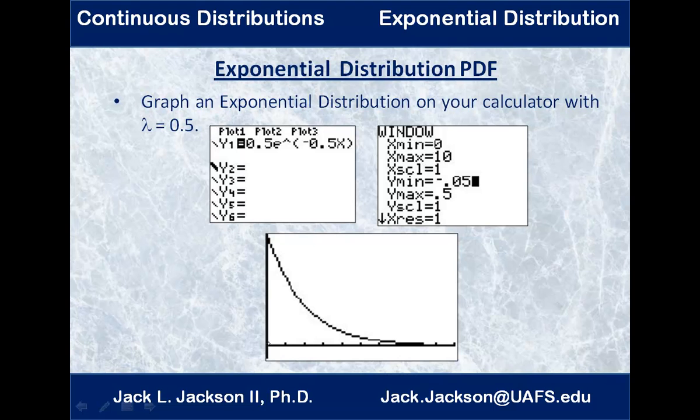Now, from 0 to 10 seemed a reasonable window for me to look at for x. Actually, the x's in theory go out from 0 to infinity, but we can get a pretty good look at the graph if we just go out from 0 to 10. If I'm going to go out 0 to 10, if I put x scale as 1, then I'll get a mark every 1, which would be about 10 marks. That's pretty good. And for y, I really need to start at 0 and go up to 0.5. I'm going to go just a little bit below that.